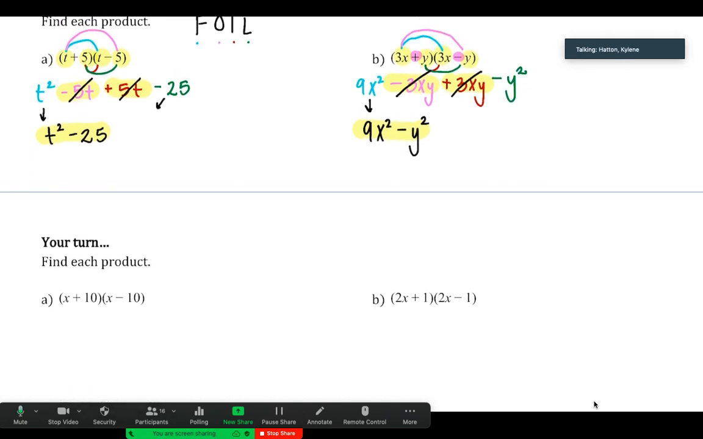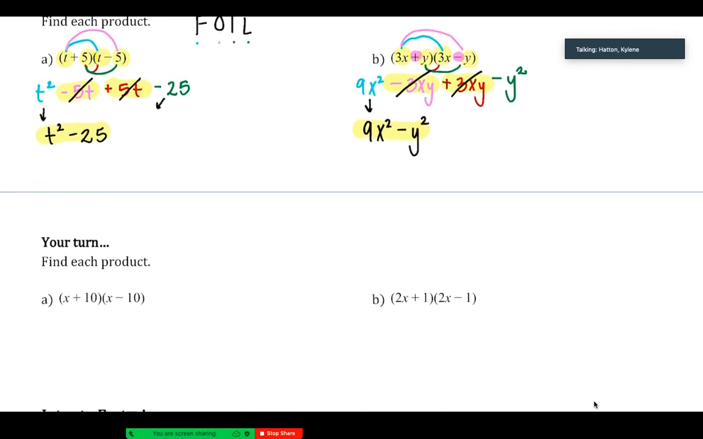Okay, so for A, we have x plus 10 times x minus 10. So it's definitely falling under that same pattern that we were talking about where it's basically the same binomial with x and 10. The only thing that changes is one is a plus 10 and one is a minus 10. So that gives us an idea of what our final answer may look like, at least for us to check and see if anything might have gone wrong. So we still find the product the same way.